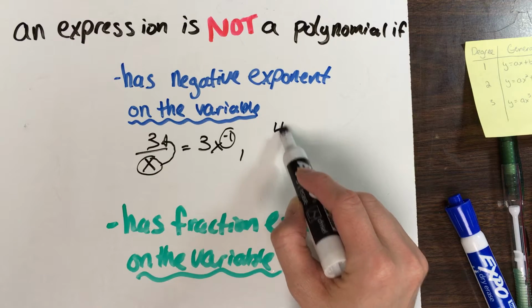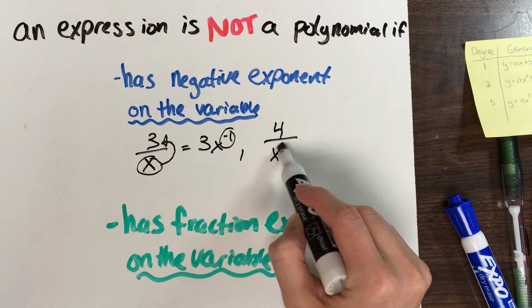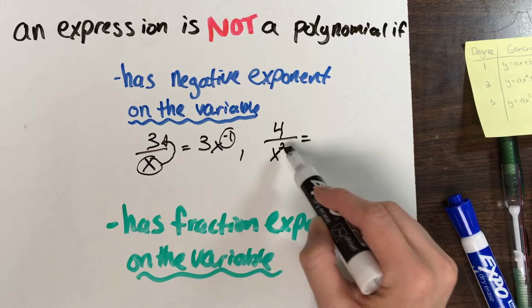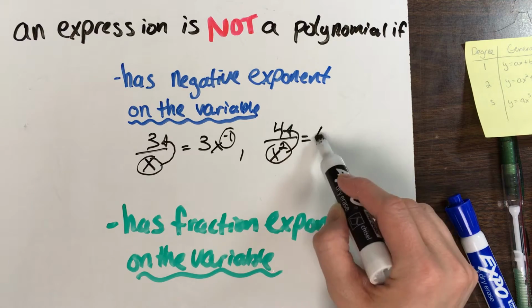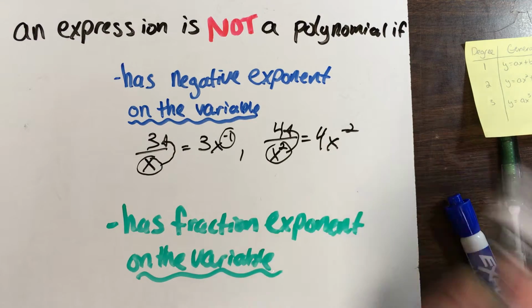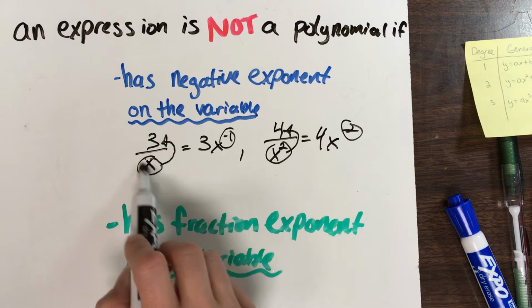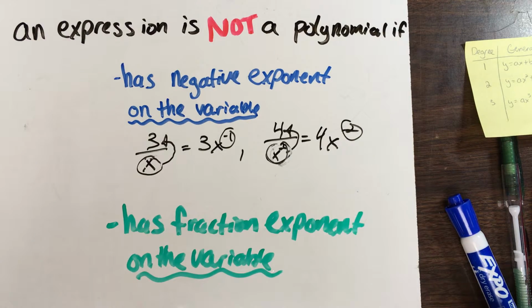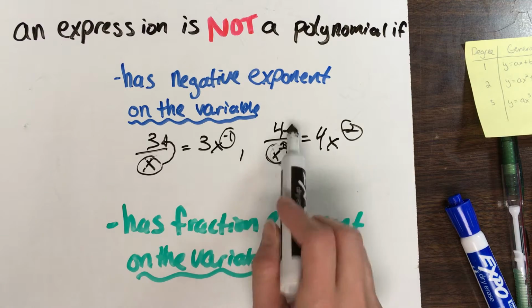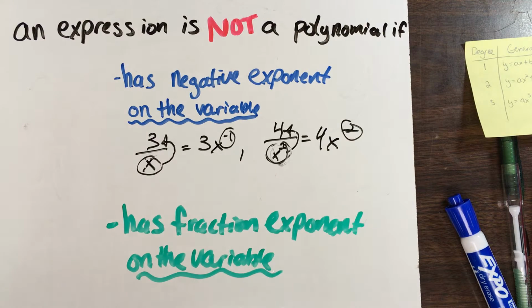Another example, let's say you have 4 over x squared. Well, that's not a polynomial, because if you move that back up to the top, you would have 4x to the power of negative 2, and you have a negative exponent. So when determining if an expression is a polynomial or not, look to see if you have any variables in denominators, because when they're written in numerator position, they actually have a negative.